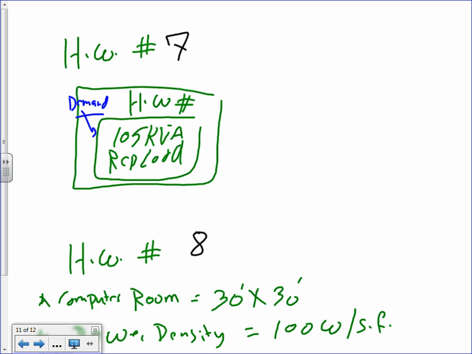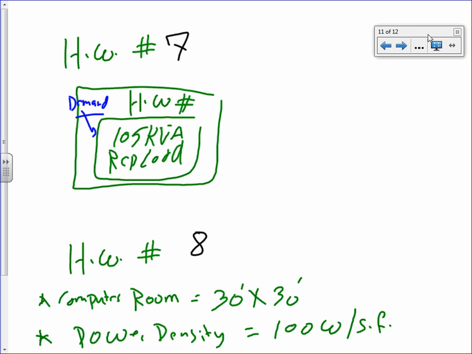Last thing, homework. This is what I have for you guys for homework. Please, homework number 7 and homework number 8. We talked about homework number 7, the demand load. You have to size a low voltage panel and transformer, receptacle panel. For homework number 8, we have a 30 by 30 computer room. The power density is 100 watts per square foot. I will emphasize, Zach, that these are done separately, not as a team, guys.